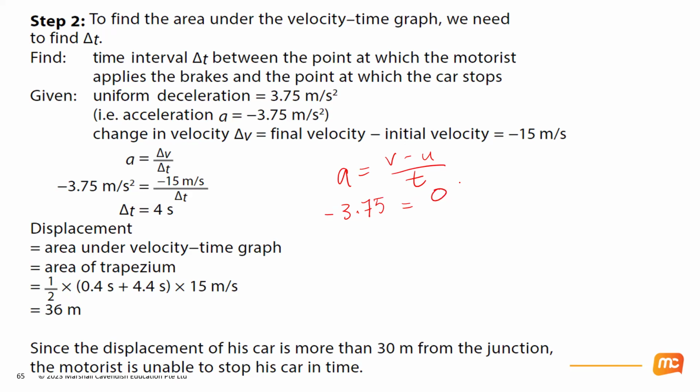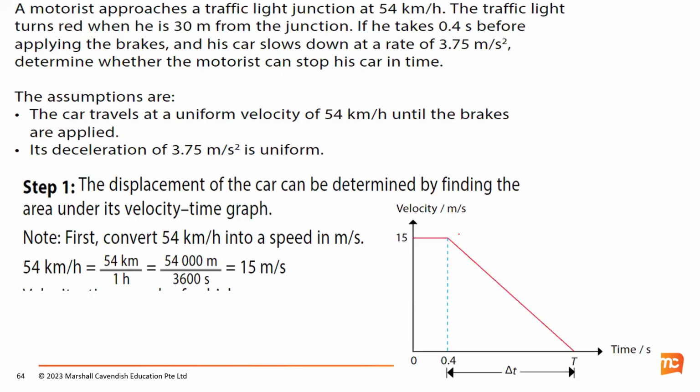My final velocity when I slow down is 0. My starting velocity is 15, over the time. If I solve for my time, I get 4 seconds in order to slow down. So if I go back into this graph, this additional time is 4 seconds, so this will be 4.4 seconds because I started only at 0.4 seconds.